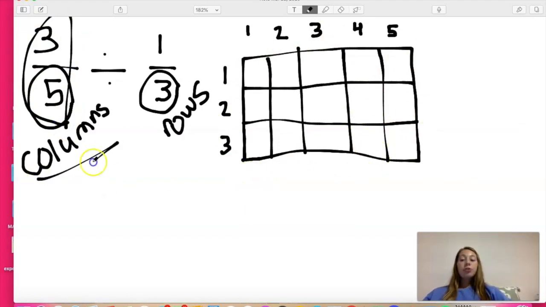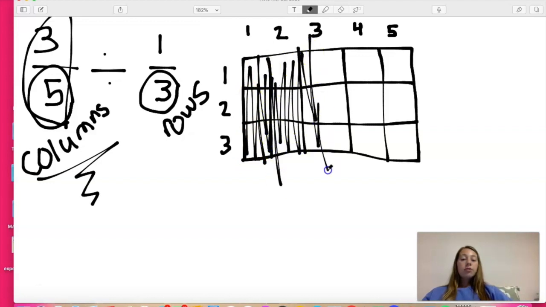So since we drew columns to represent the 5 parts of a whole, we're drawing in columns. So there's 1/5, 2/5, 3/5, okay? There we go.